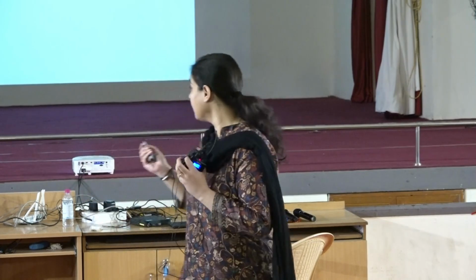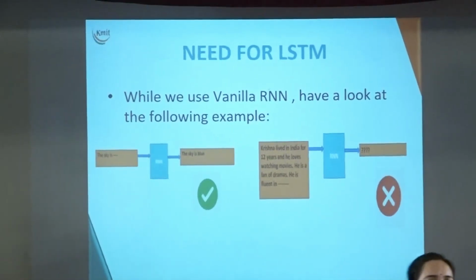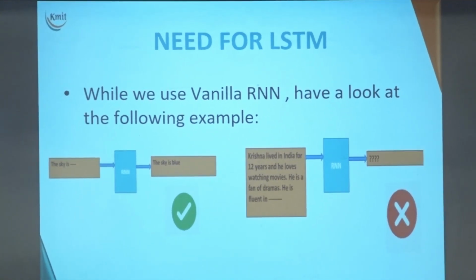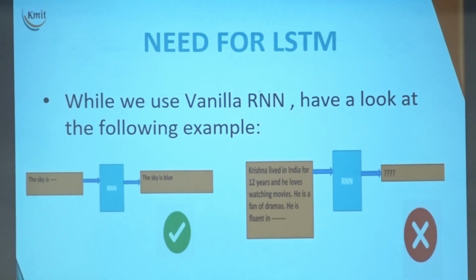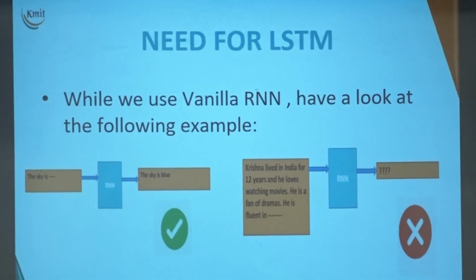Clear enough? Now, suppose I give another example. Now, what did I put in that sentence? Krishna lived in India for 12 years and he loves watching movies. He's a fan of dramas. He is fluent in dash. Predict. Krishna lived in India for 12 years. Blah, blah, blah. He is fluent in?